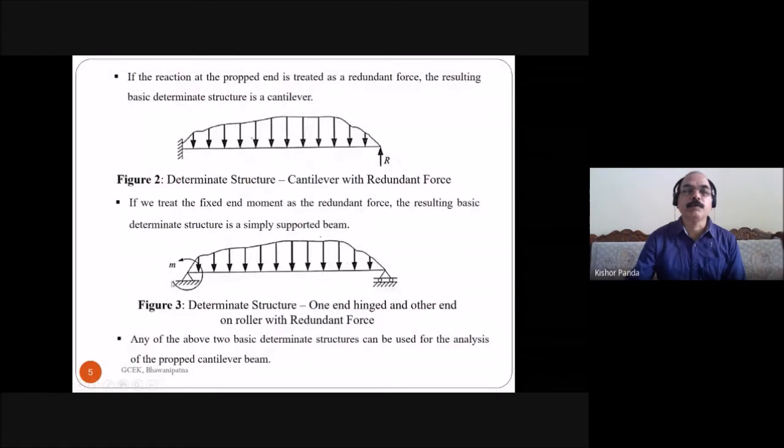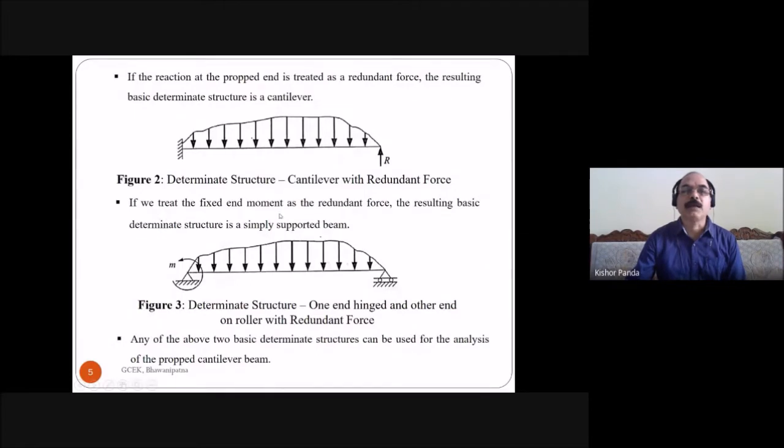Similarly, if you choose the moment as the redundant force, because this is a fixed end, there is a vertical direction, a horizontal direction and the moment. Vertical and horizontal means this is a hinge support. If you convert this to a hinge support and impose one moment here, you take this moment as the redundant force.